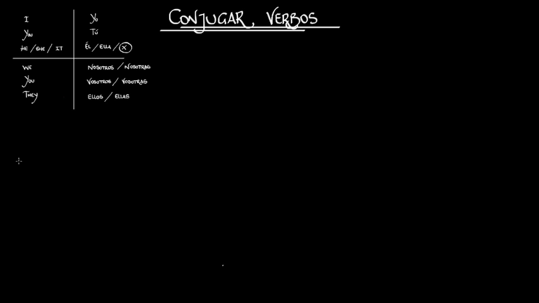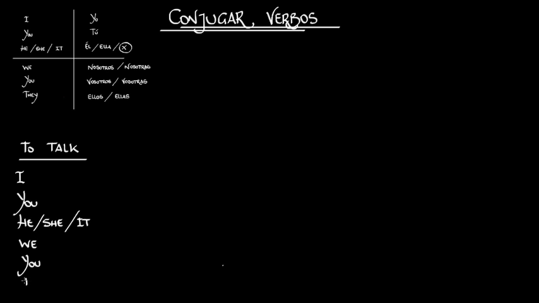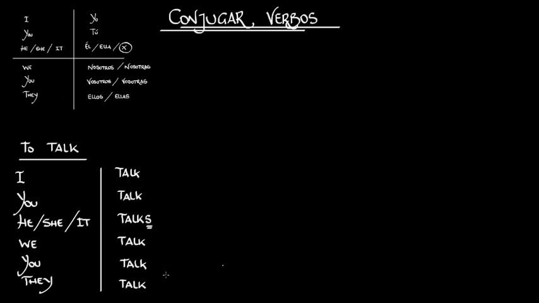So let's suppose that we have any verb in English, and we're going to pick, for example, to talk. And let's see how we would conjugate this verb. And that is the conjugation of the verb to talk in present tense. What it basically implies is that we're going to be adding an S right there just for the personal pronouns he, she, or it. The conjugation of verbs in Spanish is fairly similar.